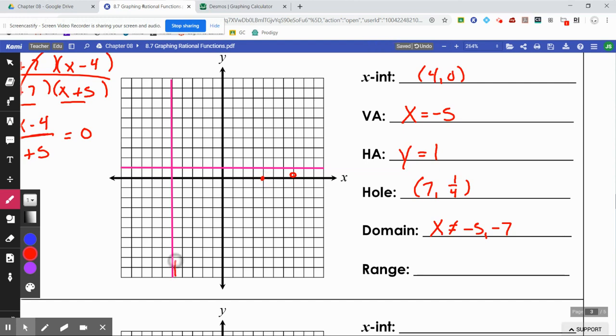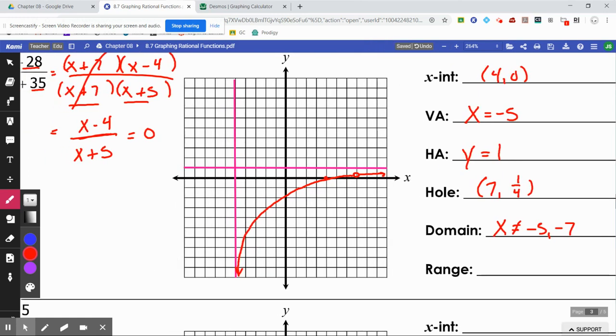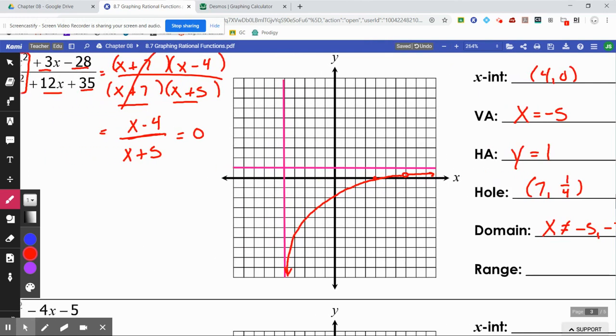So your graph is going to look something like that. You can do some extra points if you would like to. It'll look something like that. The only thing is, I don't know what it's going to do over here. So we do need to plug in a point just to see where your graph is located. So we're going to plug in something to the left of that -7, so maybe plug in a -8.